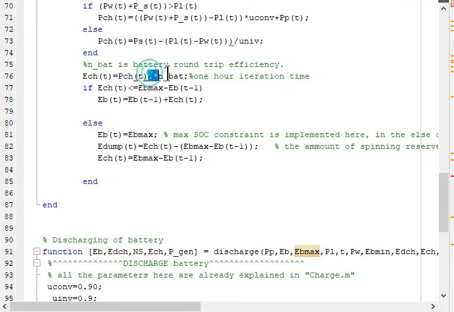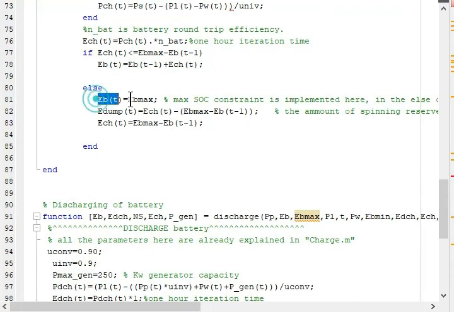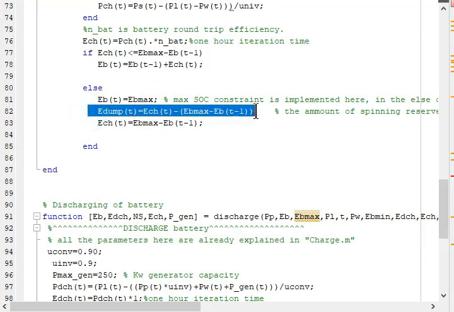Then multiply this by the round trip efficiency of the battery. If the battery is able to accommodate that energy, then all the energy will be stored in the battery. Otherwise, your battery will be set to the maximum amount, and the remaining energy will be sent to the dump.